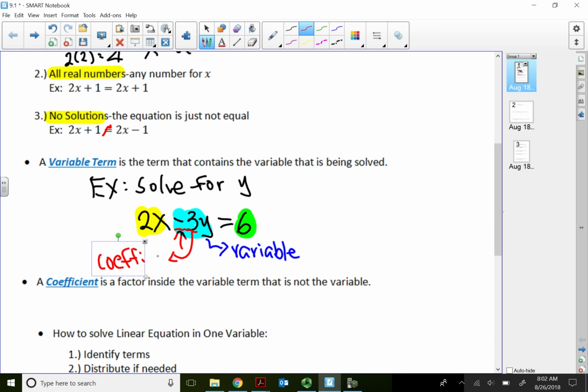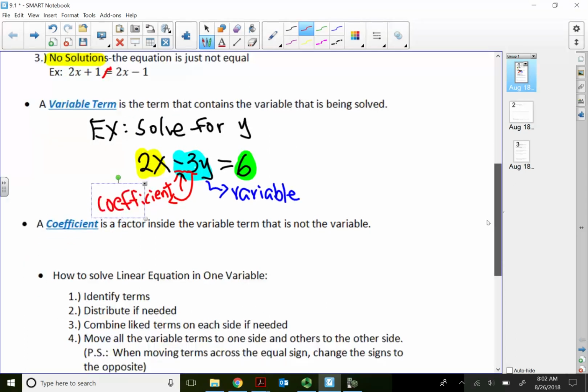A lot of times people say a coefficient is simply the number in front of the variable. That is not a very good definition, because that means coefficient always refers to numbers, but that's not always the case. A better definition for coefficient is a factor. A coefficient is a factor or factors inside the variable term that is not the variable.